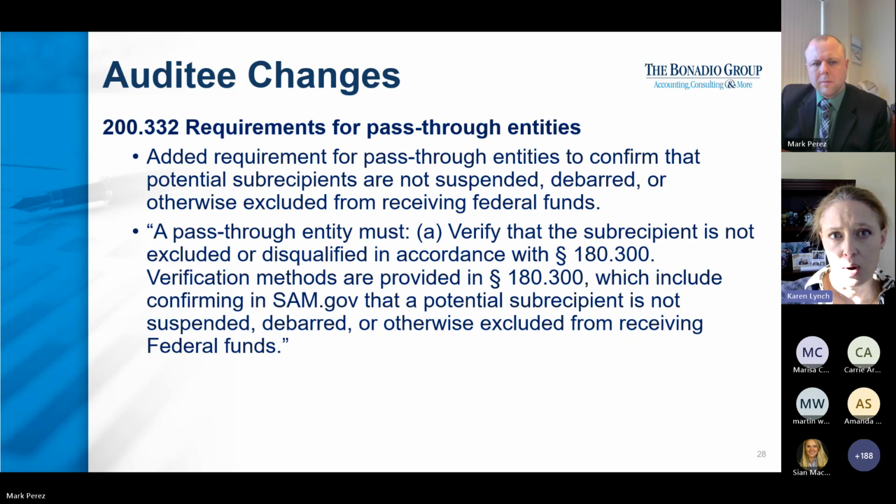But I think there was some question out there of whether or not pass-through entities were required to see if their subrecipients, who they are electing to share responsibility with, also needed to go through this process. And yes, the pass-through entity is responsible and should verify that they are not on this excluded list to participate in receiving the federal dollars.